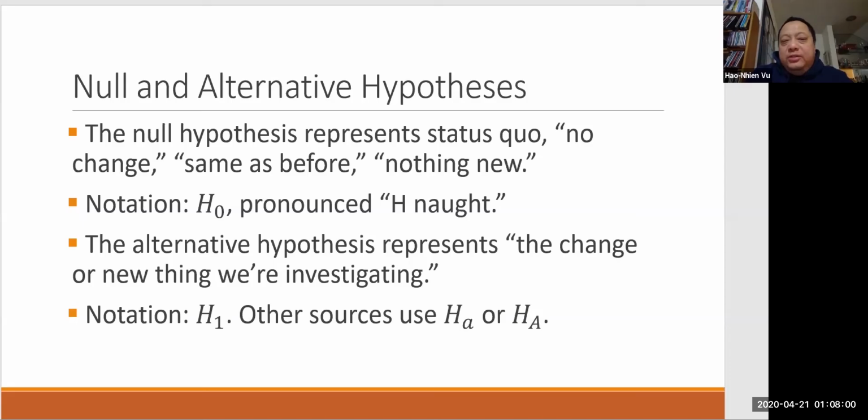The null hypothesis is written capital H with the subscript 0, pronounced H naught. The alternative hypothesis, on the other hand, represents the change we're investigating. It is written H with a subscript of 1. Other sources also use H with the subscript of A, either lowercase or uppercase.